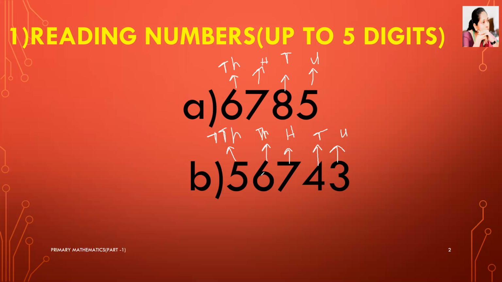So I will read these two numbers, 6,785, 56,743. So what you can do, you can keep on practicing by changing your number. You write any other number that you want and you try to read those numbers. So if you practice like that, easily you can read a number, at least when you have a 5-digit number, right? Let's move to the second part.